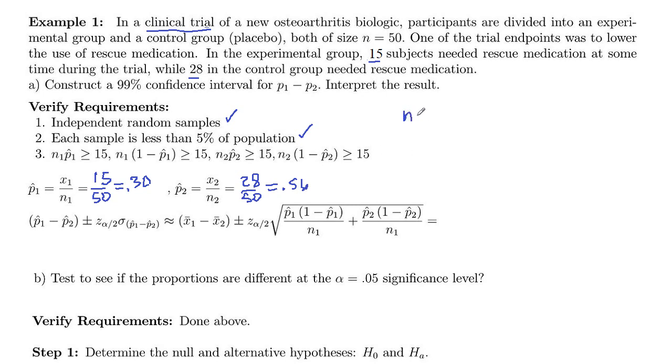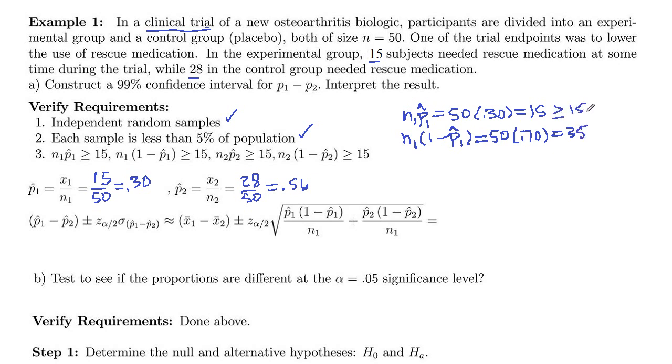So N1 P1 hat is going to be 50 times 0.3, which is 15. N1 times 1 minus P1 hat: 1 minus 0.3 is 0.7, so this will be 50 times 0.70, which is 35. Both of these are greater than or equal to 15.